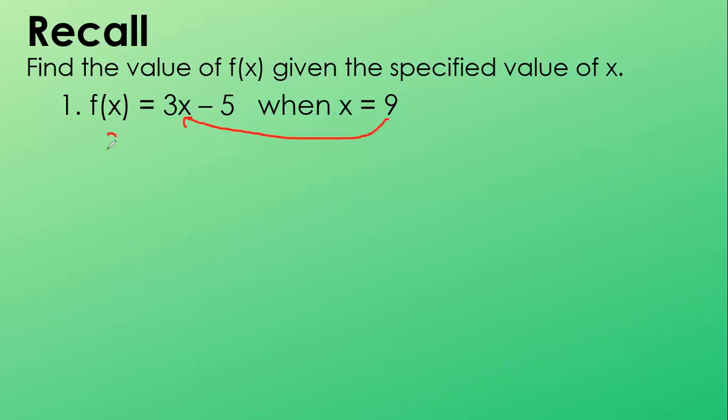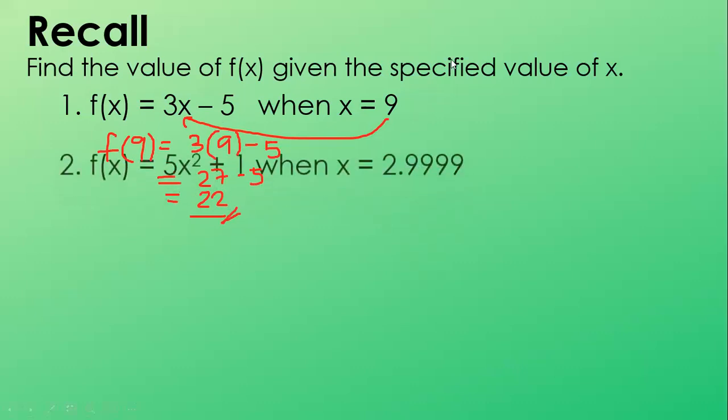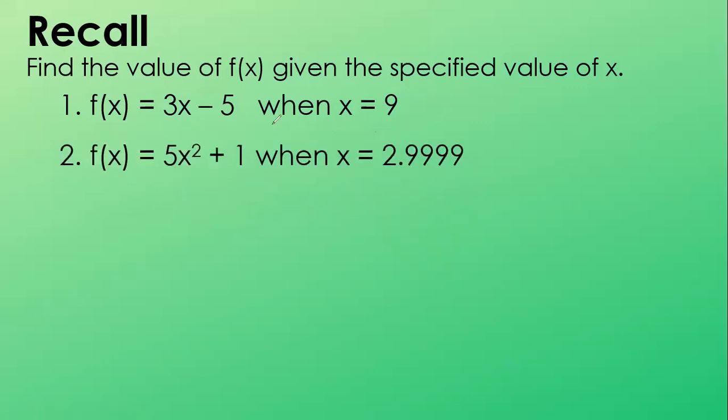Okay, so for this, substituting 9 to our x, this will give us f of 9 is equal to 3 multiplied by 9 minus 5. So that will give us 9 times 3 is 27 minus 5. Our final answer will be 22. Okay, so that's how we evaluate functions. Let's have the second example. f of x is equal to 5x squared plus 1 when x is equal to 2.9999.